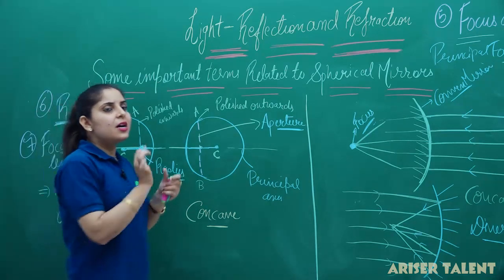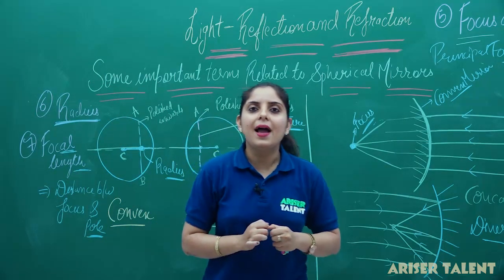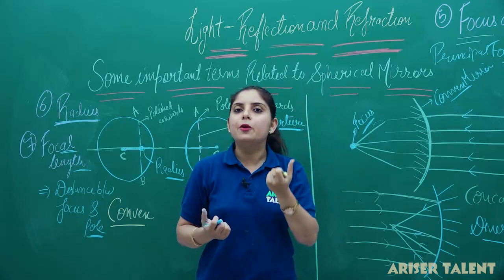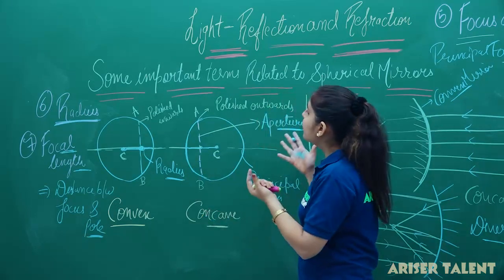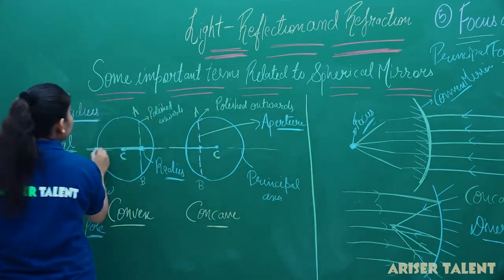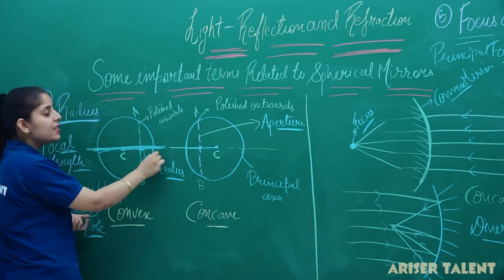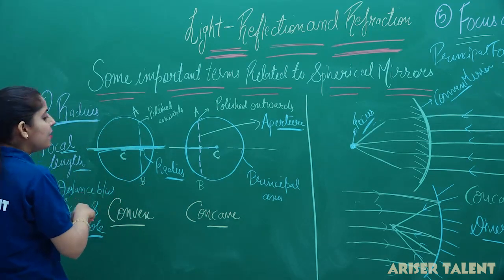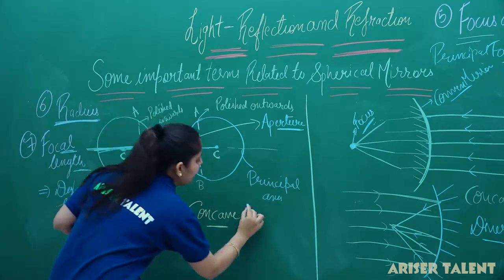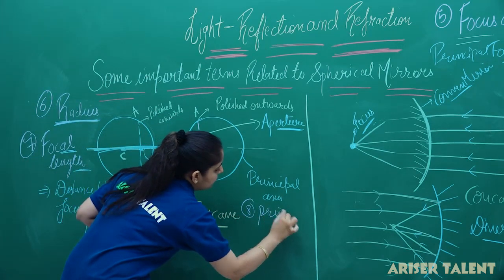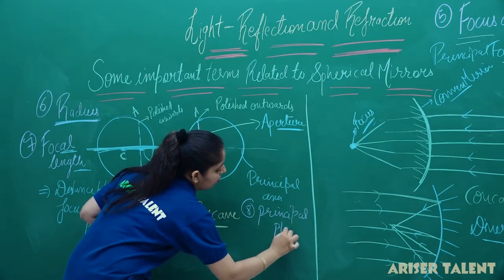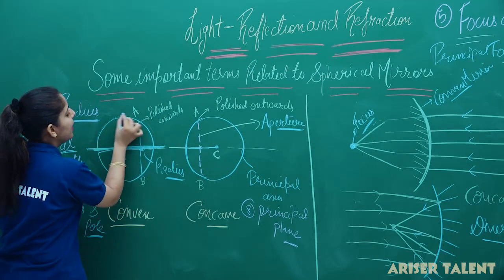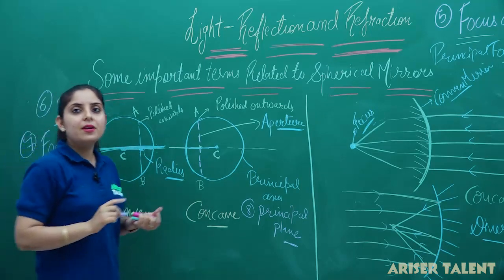Now, the last term in this category is known as the principal section. So, the principal section is actually a plane that is perpendicular to the principal axis. So, if I am considering that part of the mirror, this is our principal axis. So I can see that this whole part is our principal plane. So the eighth term we have is about the principal plane, and I'm writing it here. Principal plane. So the plane which is perpendicular to the principal axis and lying in this part of the mirror will be known as our principal plane.